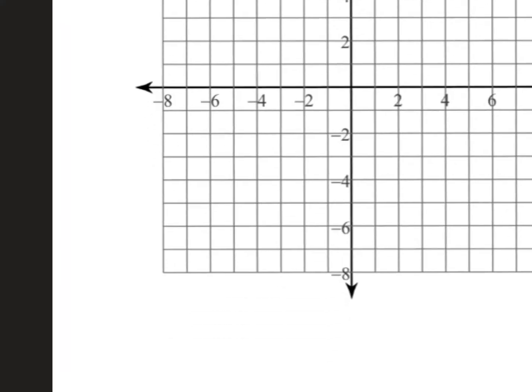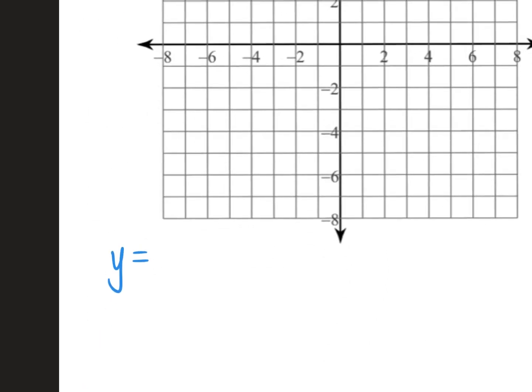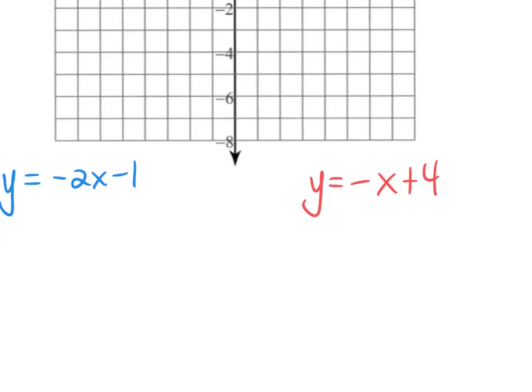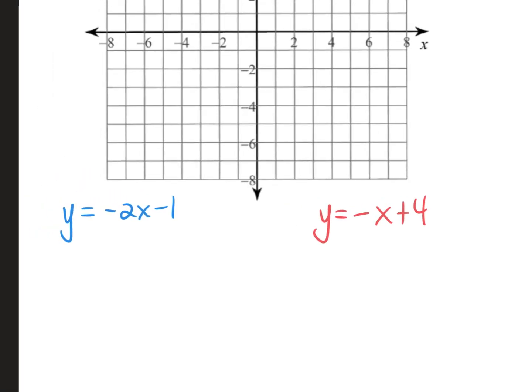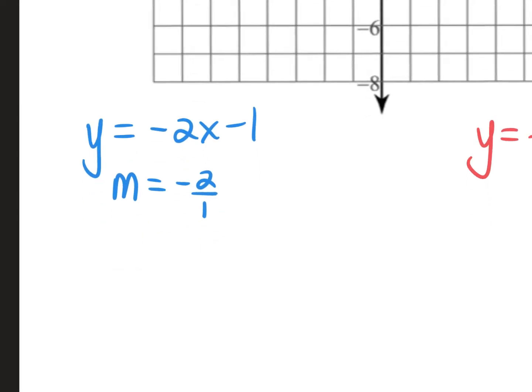So I'm going to come down here and I'm going to write two separate equations. Y equals, what was it, negative 2x minus 1? Negative 2x minus 1. And then over here I have y equals, is it negative x plus 4? Okay, so those are my two graphs. So I'm going to tell myself all the information I know just by looking at this. My slope is what? Negative 2, so negative 2 over 1. And what's the y-intercept? The y-intercept is at negative 1.